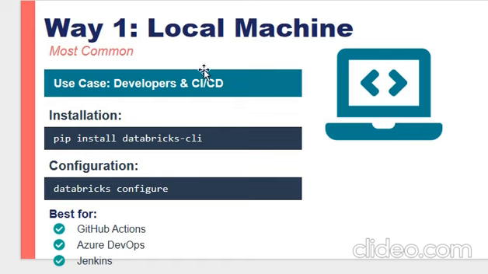It's used heavily in CI/CD pipelines and automation. Method one is through local machine. You need to install Databricks command line interface, and then run databricks configure. You need to give your workspace link, and then your token. The best use is for GitHub Actions, Azure DevOps, and Jenkins.